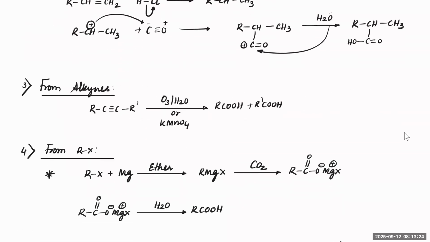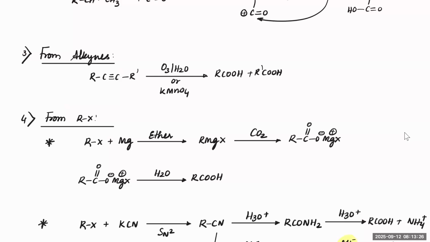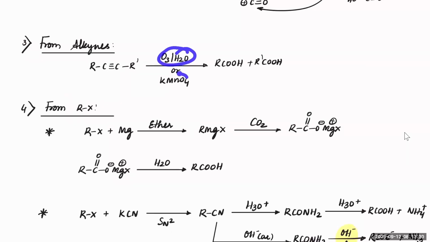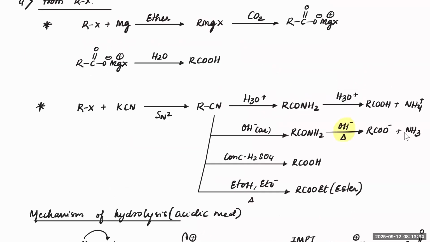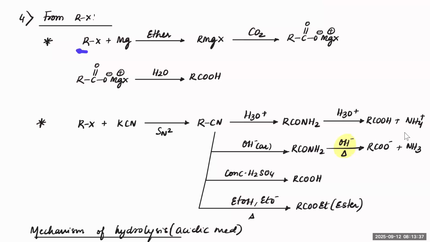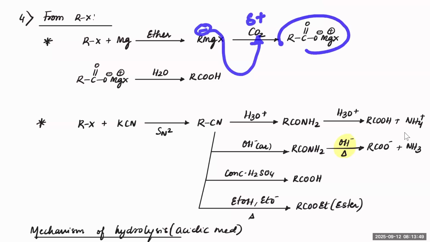Next, alkynes, again we can process through ozonolysis or KMnO4. Alkyl halides: you can convert the alkyl halide into Grignard's reagent first, and react that with carbon dioxide. Here R possesses a negative charge, carbon possesses a positive charge, so R would attack on carbon, producing the carboxylic acid form.